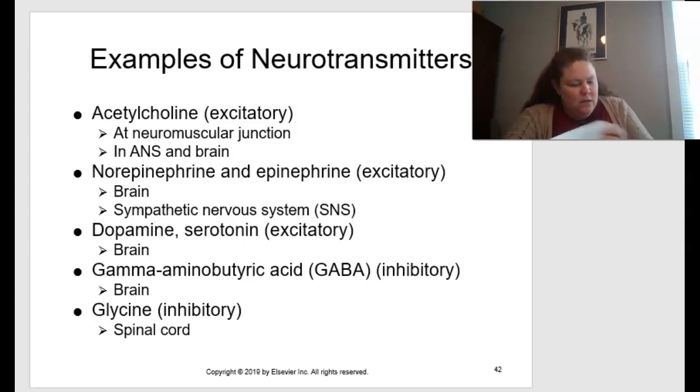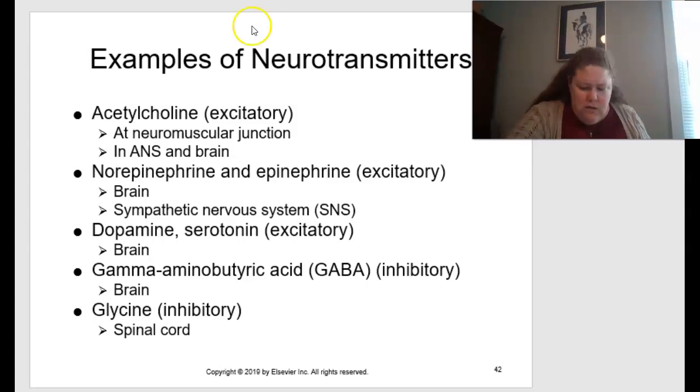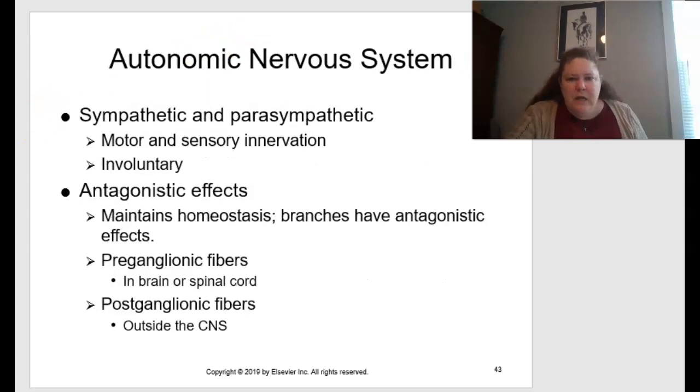Okay, let's go back. With our autonomic nervous system, I was trying to see if there was a summary of your neurotransmitters, but I do not see one. So that would be a good thing to make your own little flashcards.